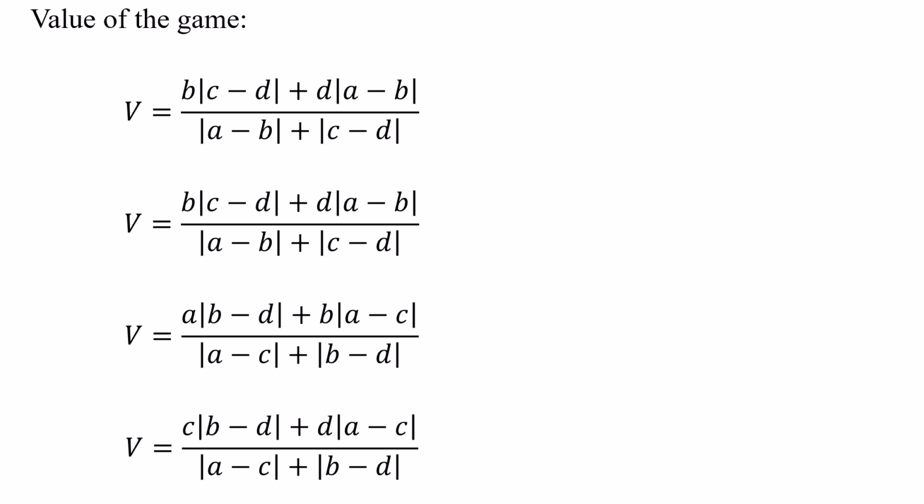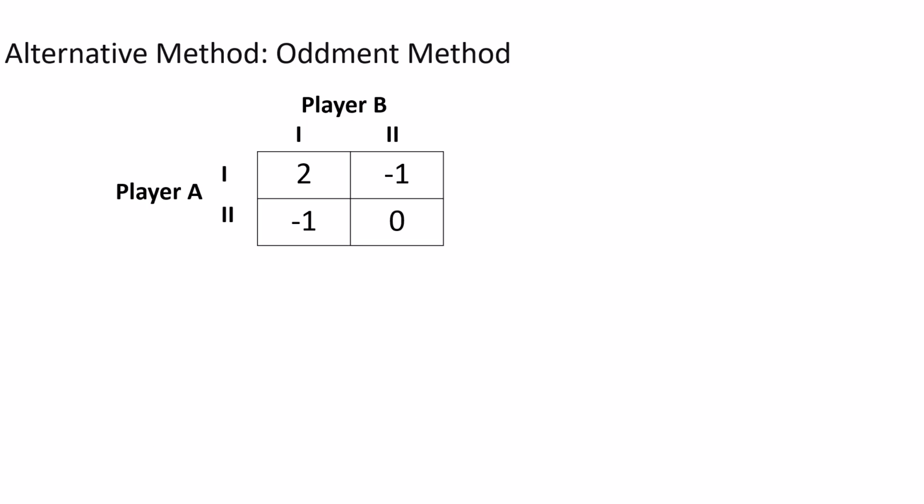And there are four equations. We can use any equation, we will get the same solution. So these are the formulas to get the probabilities P1, P2, Q1, Q2 and the value of the game. And we can use these equations and directly get the solution. Or else we can also use another alternative method, that is the augment method. According to this augment method, we are going to first find the augments.